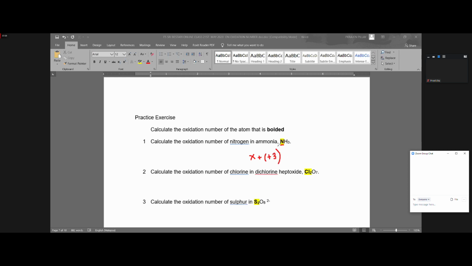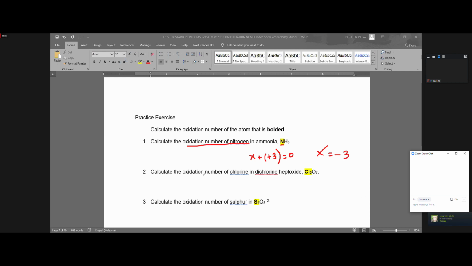Can you follow me? The plus is standard. That one you just put like that. Nothing here, so you put equals to 0, because this is neutral. So work out what you get. X plus 3 is 0, so the oxidation number for nitrogen will be X equals -3. When you write oxidation number, it's either a positive or negative number. Very simple rule. Okay, let's try one more.